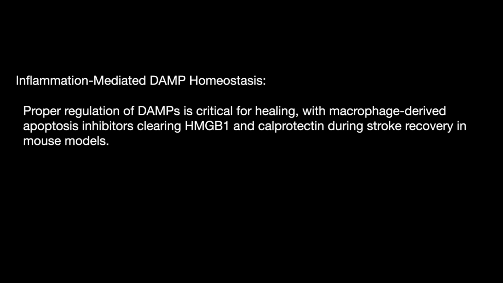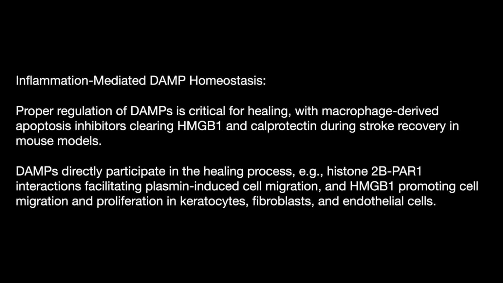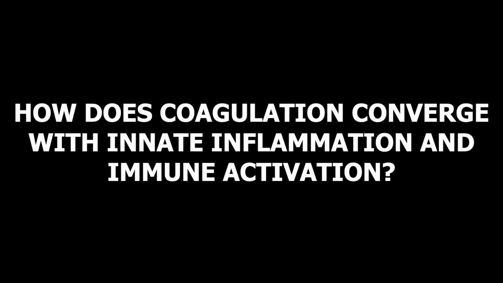Inflammation mediated DAMP homeostasis. Proper regulation of the DAMPs is critical for healing, with macrophage derived apoptosis inhibitors clearing the HMGB1 and calprotectin during stroke recovery in mouse models. DAMPs directly participate in the healing process. For example, the histones interaction facilitating plasmin-induced cell migration, and HMGB1 promoting cell migration and proliferation in keratocytes, fibroblasts, and endothelial cells. So how does this coagulation converge with innate inflammation and immune activation?